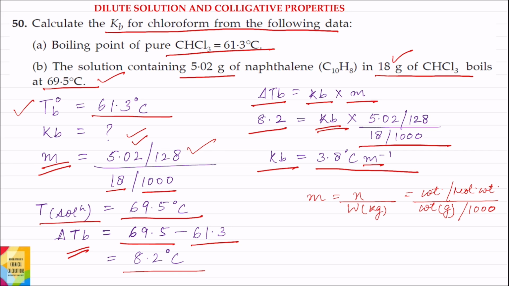So M raised to the power -1. Molality की unit होती है moles of solute per kg of solvent. So 1 by M हो जाएगा M raised to the power -1 and this is also equal to kg per mole. Just inverse हो जाएगा. So value of Kb can also be written as 3.8 degree centigrade kg per mole.